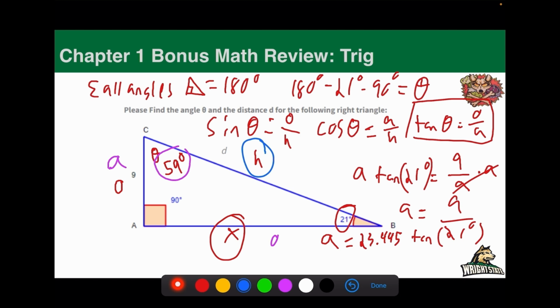The Pythagorean theorem is your two sides squared. We call them A and B. Which one you call which doesn't matter. And we call that one C. The Pythagorean theorem says A squared plus B squared equals C squared. So we can say A is 23.445. I'm going to round that to 23.4 squared plus B squared is 9 squared equals C squared.